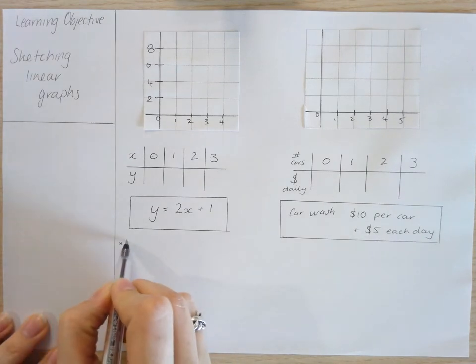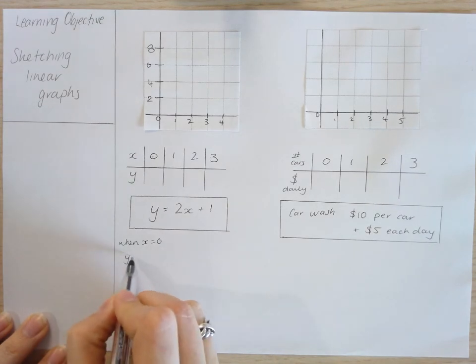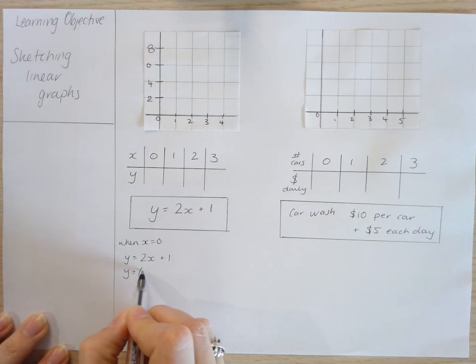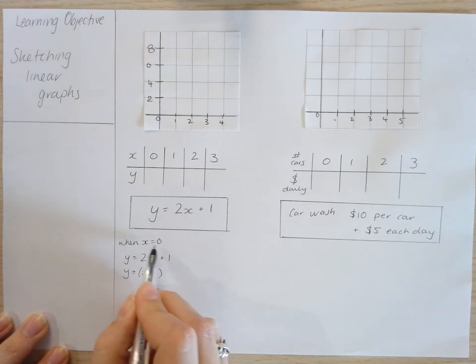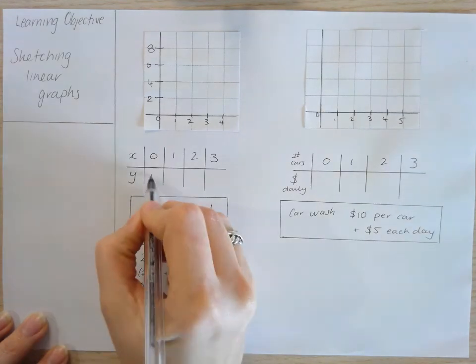So first of all, when x equals 0, so this point here, we will know if x equals 0, y is always going to equal this equation, which means that y equals 2 times 0, because we said that x equals 0, we are substituting in 0 here for the x. So 2 times 0 plus 1, 2 times 0 is 0, adding in the 1, and therefore our y value will be 1. So we can put it into our table here.